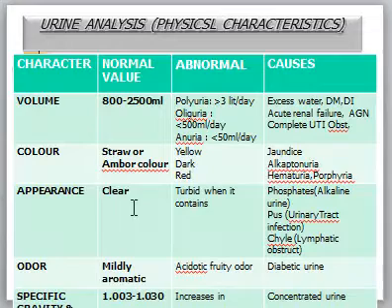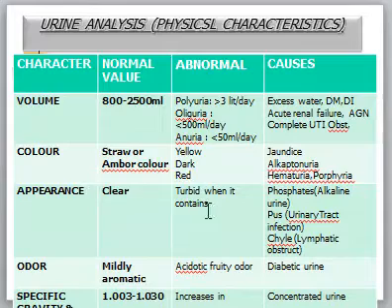Next we are coming towards the color. I hope everybody knows about this one: straw or amber color. Whenever it is yellow, it is easy to identify that the person is affected by jaundice. In dark color there is alkaptonuria, and in red color there is hematuria or porphyria. In these conditions, this type of abnormal urine color will appear.